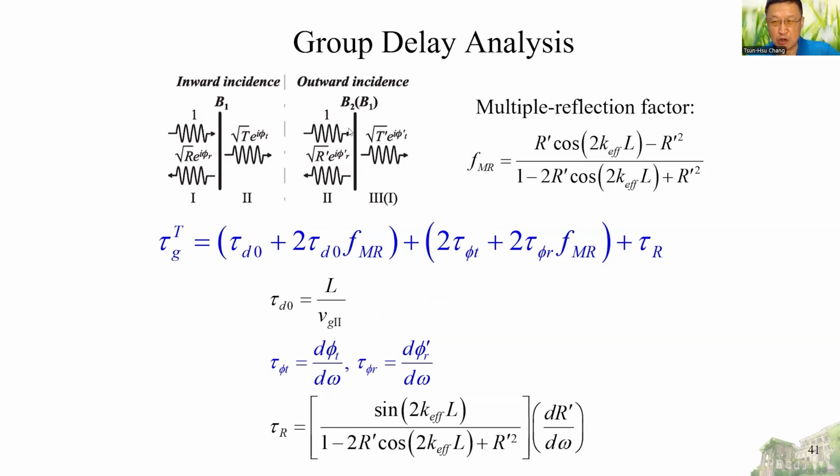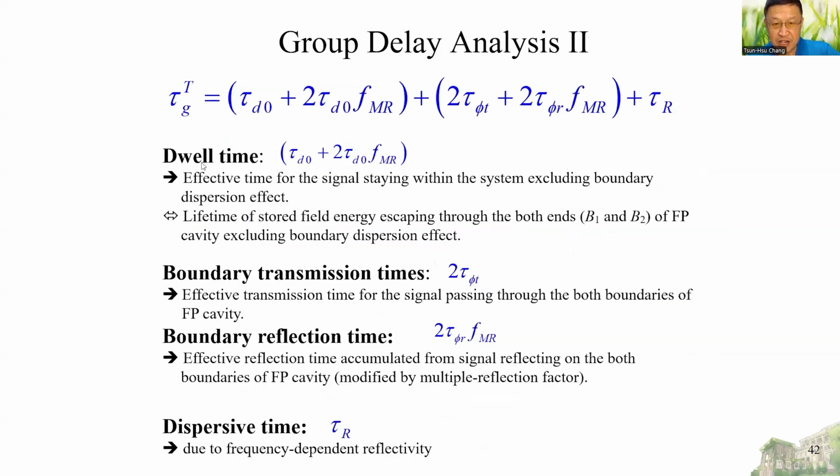After analyzing the transmission and reflection, we can decompose the group delay into several parts, and I will define all the equations. So the first one is dwell time. This is the effective time for the signal standing within the system, excluding boundary dispersive effect. Dwell time is the lifetime of stored wave energy escaping through both ends of the Fabry-Perot cavity, including the boundary dispersive time.